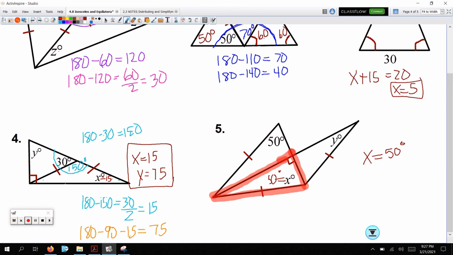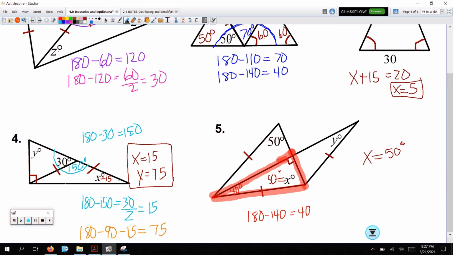This triangle here is a right triangle. So here is 90. This is 50. So 90 and 50 is 140. This little angle over here is going to get us to 180. So we can do the math on that. 180 minus 140 gives us 40 degrees. So that means this angle right here is 40 degrees.